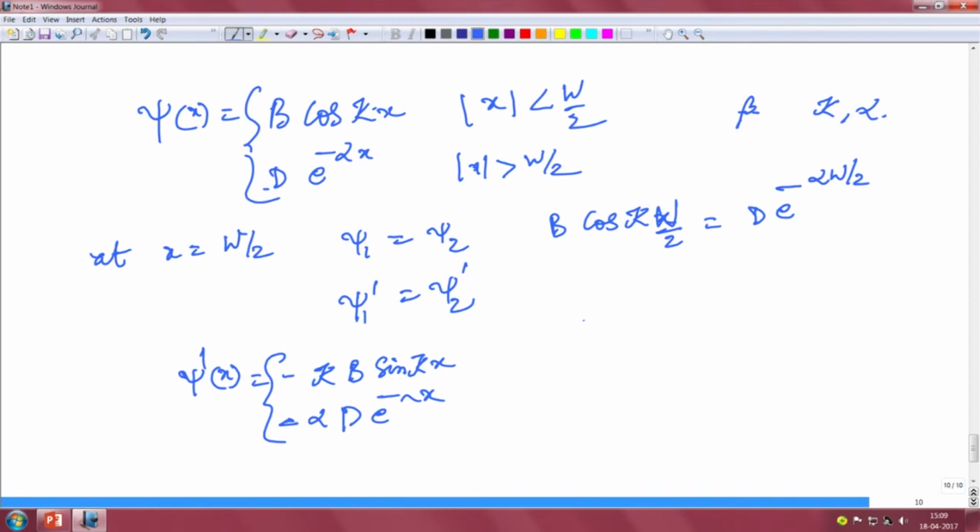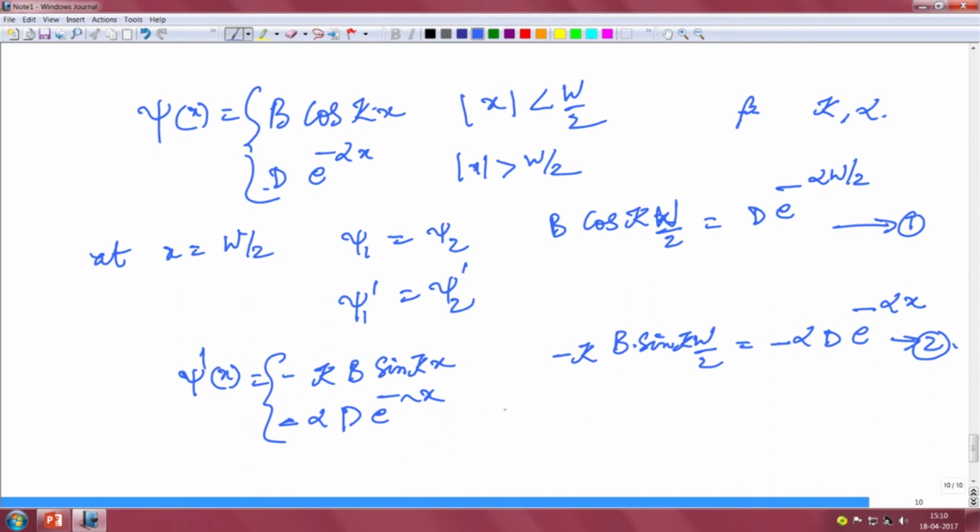So, by matching the boundaries, we have minus kappa into b into sine kappa into w by 2 equals minus alpha into d into e power minus alpha x. So, this is equation 1 and this is equation 2 to solve for the arbitrary constants b, d and so on.